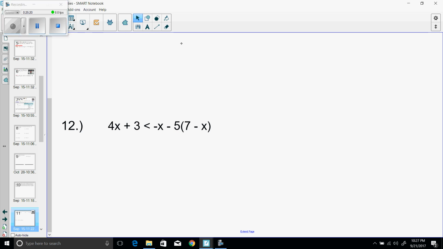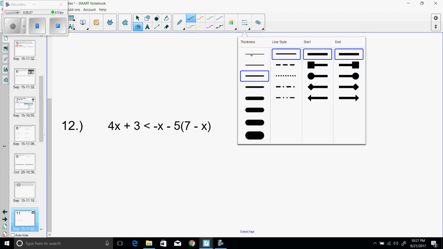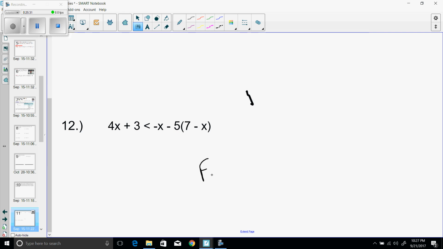All right, so here's the deal. Smart Notebook completely crashed on me, so I'm just continuing on without the problem because it completely erased. But what we were getting at is that because what we ended up with was 3 is less than negative 35, we said that this is obviously not true, so we say it's false, and we say that there is no solution. All right? There is no possible number that could make this inequality true.